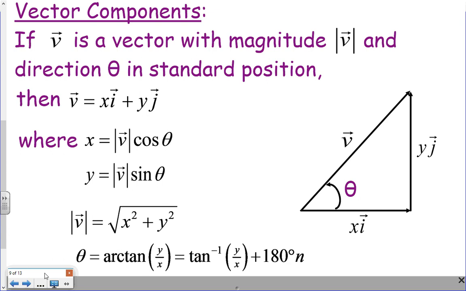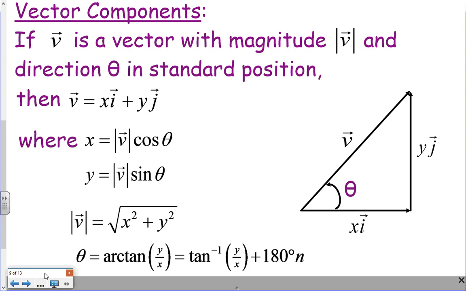We can say that vector v is equal to some coefficient, we'll call it x, times vector i. It's actually a scalar quantity times vector i, plus some vertical coefficient, y, also a scalar quantity, times our unit vertical vector j. So you can take any vector and break it down into the sum of these two vectors. And over there on the right, it illustrates how you can do that.